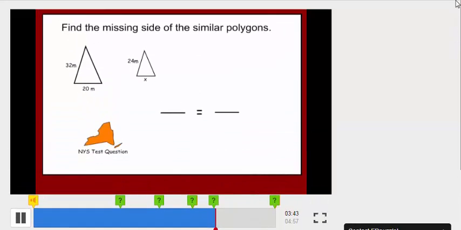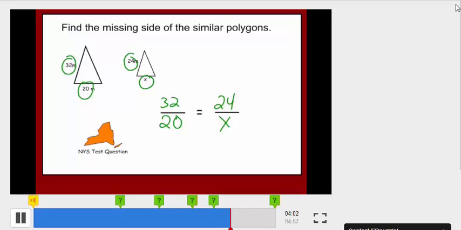Okay, let's try a few more. So, the ratio of this larger triangle is 32 to 20, and the ratio of this triangle is 24 to x. Now I could cross multiply, but I think it'd be easier to see if we can use equivalent fractions on this one. If I simplify this, I see that 4 goes into each: 4 goes into 32 eight times, and 4 goes into 20 five times. I could use equivalent fractions. 8 times 3 is 24, 5 times 3 is 15. Our missing side right here would be 15 meters.